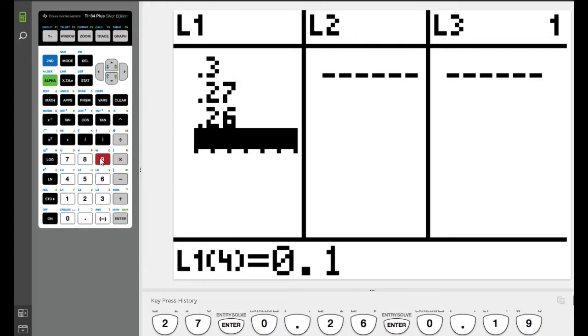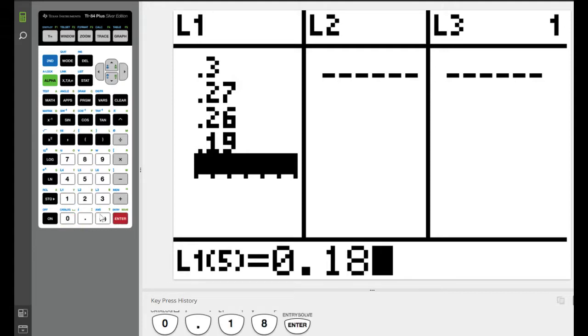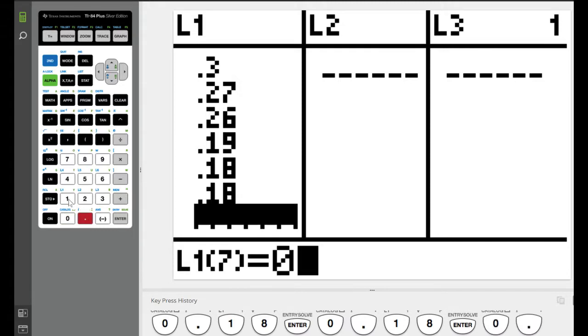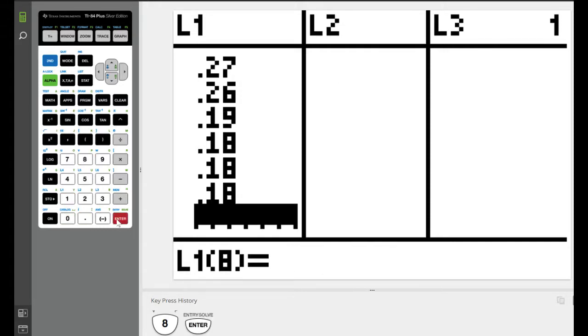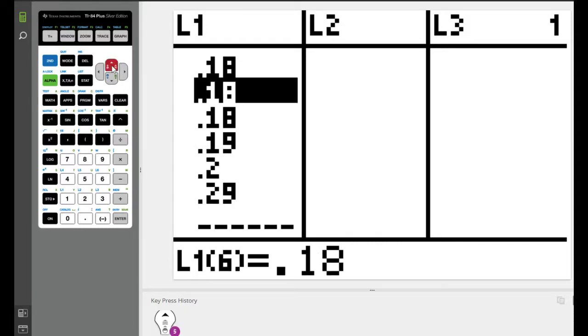0.19, 0.18. I think there were 3 of those 0.18s. What's next? 0.19. 0.29. Okay, I believe I have all the data values correctly entered. I hope so. All right, there we go.